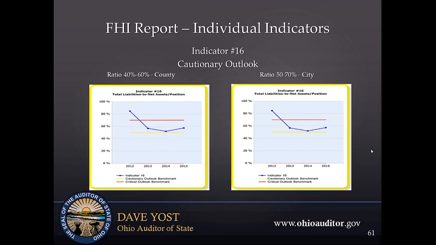For a cautionary outlook for indicator 16 for a county, the current year is falling between the red and yellow bars, or between 40 and 60% for a county. For the city, it's falling again between the red and yellow bars of 50 to 70%.